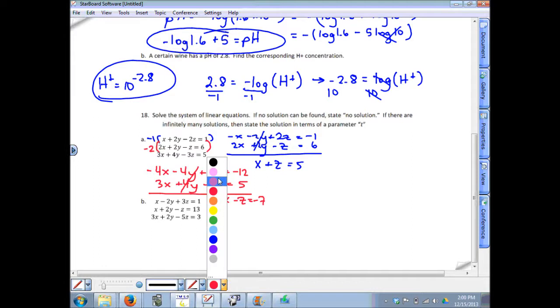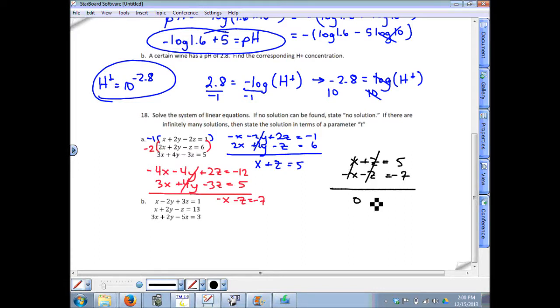If we now take these two equations in terms of x and z and combine those, we end up with this statement, 0 equals -2, which is not true. Therefore, we would say no solution. Now, if it had happened that these were also opposites of each other, and the constants canceled, then 0 would equal 0. In that case, there would be infinitely many solutions. We'd have to parameterize.